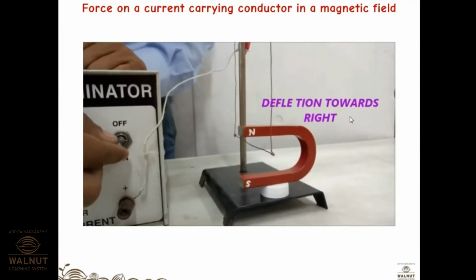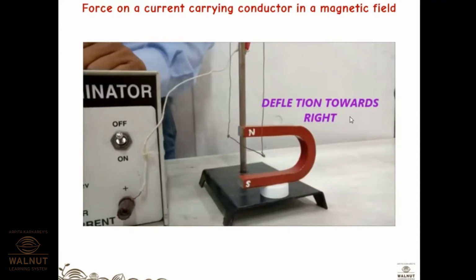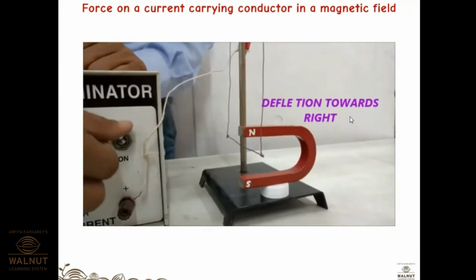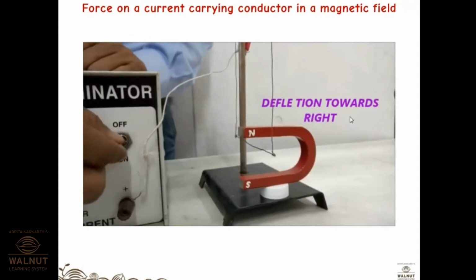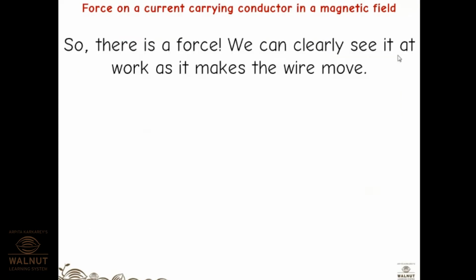I turn it off. Turn it on again and see. Can you see the deflections? And why is the deflection there? Because that conductor, the horizontal one, is experiencing a force. Why is it experiencing a force? Because it is placed in the magnetic field. Magnetic field of what? Magnetic field of a horseshoe magnet. So there is a force.